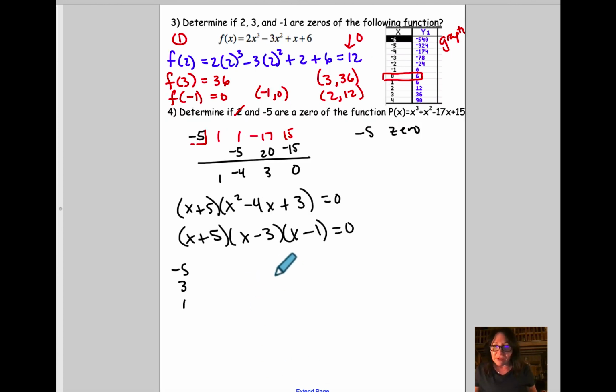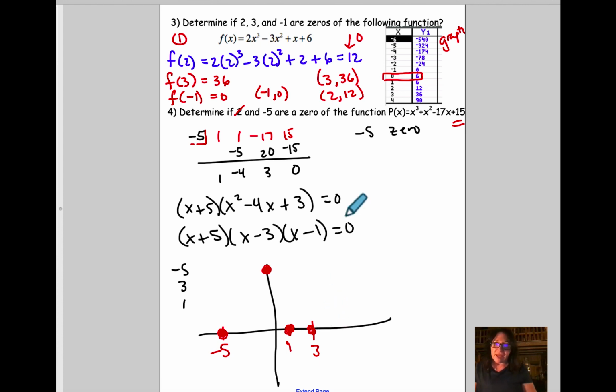And what that means for me is if I were to graph this on an axis, I would have a 0 at negative 5, put a circle there, point there, 3 here, there's 3, and 1 at 1, here's 1, okay, and there'd be points there. Also, positive 15 is my y-intercept. Not a 0, but it's still my intercept. So my graph, and look at the power. This is an x cubed.